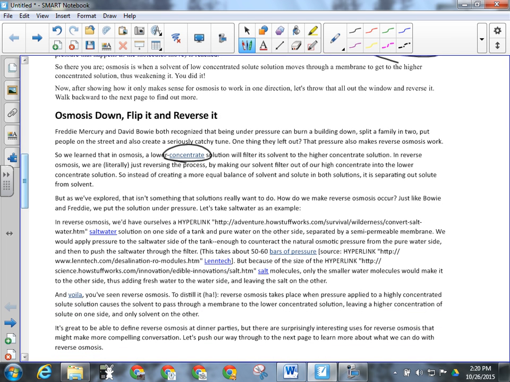Concentrate. It doesn't mean this kind of concentrate with your brain, okay? It means to make more of something in the same space. So if I was making Kool-Aid normally, it would have a certain concentration. If I poured twice as much sugar and twice as much of the Kool-Aid packet in there, I would have twice as much, it'd be more concentrated. Same volume, but I have way more stuff in there. So now it's more concentrated. Everybody follow me there?